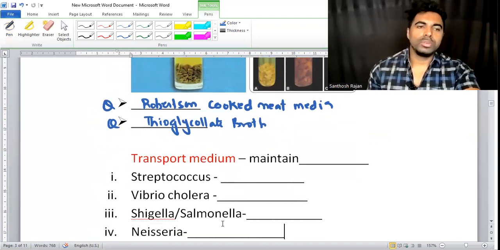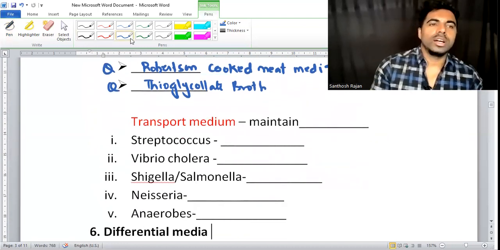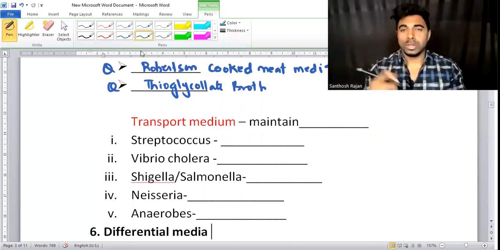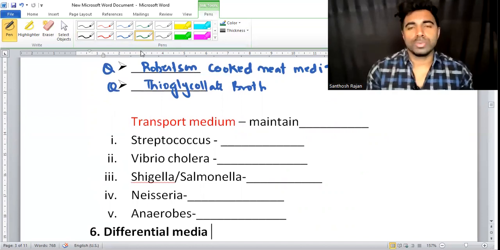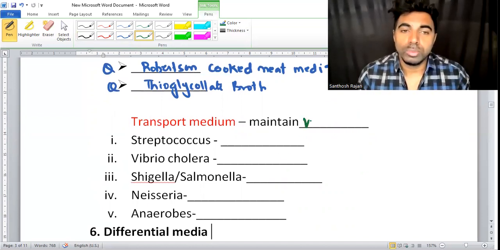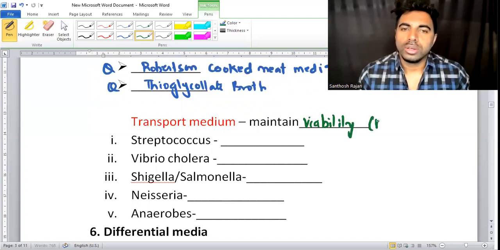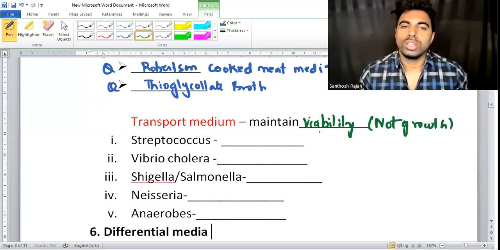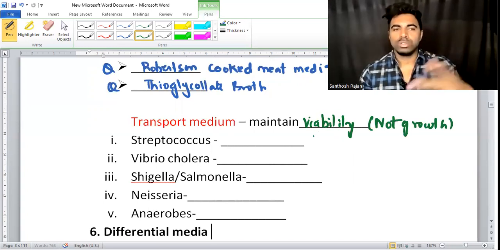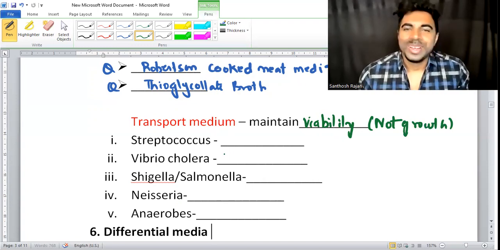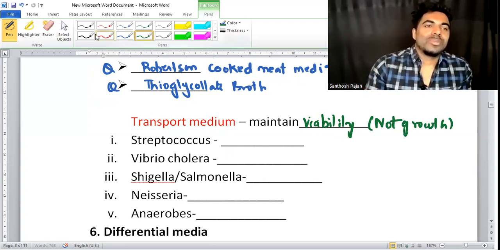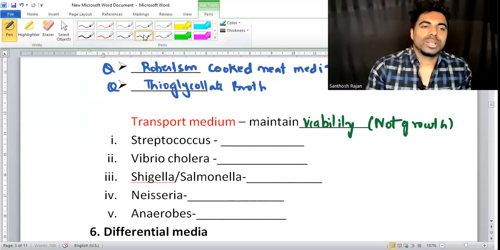Transport media. Basically, when there is a delay in sending or processing your sample, you have to send it to the lab through transport media only. The main thing is to maintain viability, not multiplication or growth. The bacteria will not grow in that. It only remains alive so that you can test it in the lab. I love this topic, and so many questions can be asked here.